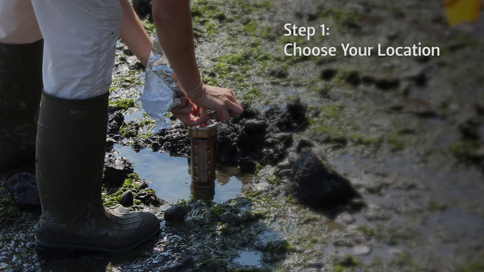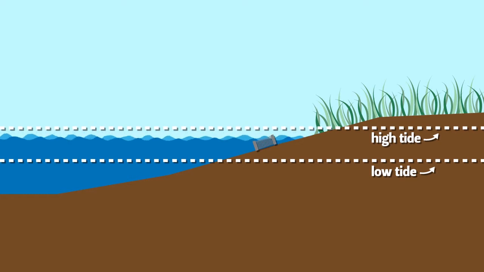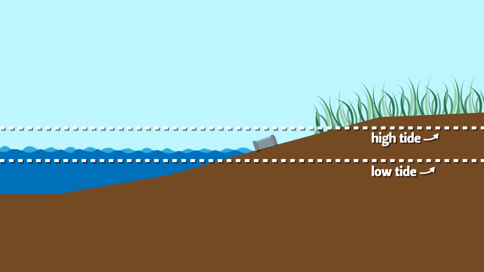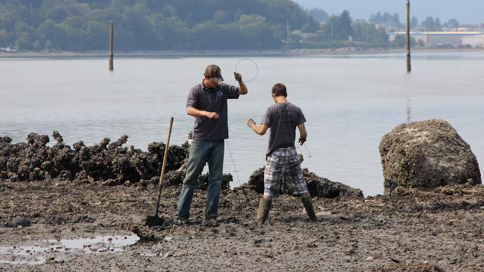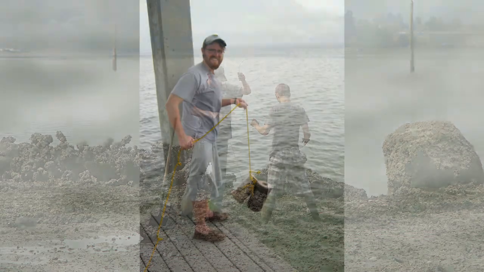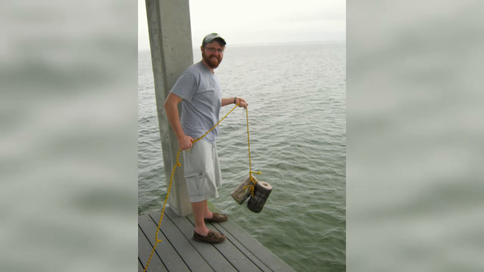First, pick a location where you have permission to place a sampler. Choose a site that's appropriate for the question you're asking. If you're using a water sampler, make sure the water is deep enough that at low tide, the sampler won't be exposed to air. When you're identifying locations, keep your own safety in mind. Place the sampler in an easily accessible location. Again, make sure you have permission to place the sampler there.